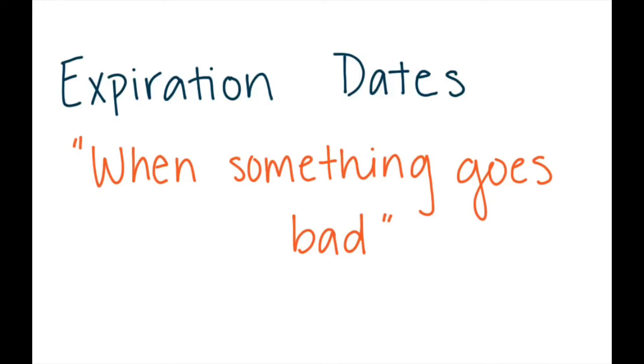Let's go ahead and get started. The first thing that we need to understand about expiration dates is what is an expiration date. An expiration date is when something goes bad. An example of this is when milk spoils and goes from the normal taste of milk that we enjoy to a sour taste. And it can also smell bad when it hits its expiration date.